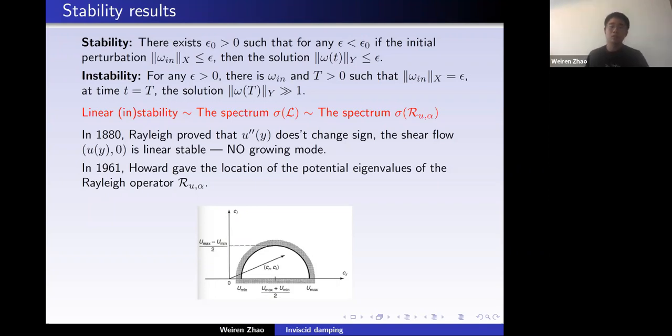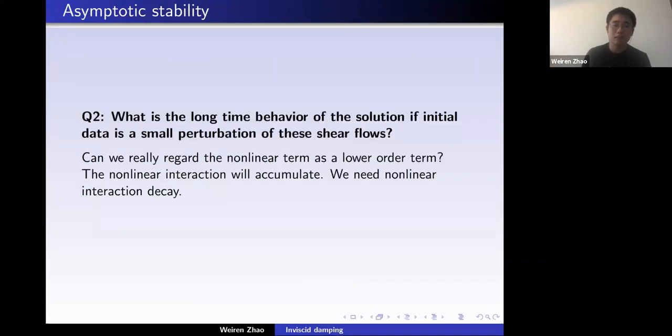Okay, so we would like to ask more. What's the long time behavior of the solution if the initial data is a small perturbation around these shear flows? Actually, this is an asymptotic stability question. There are several things you need to keep in mind. The first thing is that in our previous slide, we said that we drop some nonlinear term. So can we really drop this term? Actually, the nonlinear interaction will accumulate.